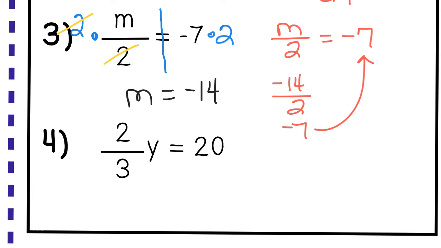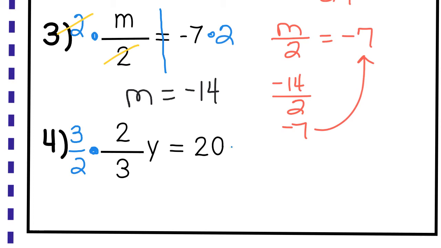Question number 4. 2/3 y equals 20. 2/3 times y is equal to 20. Now, I'm multiplying by a fraction. And in question number 2, when we were multiplying, we used division, but we divided by an integer. When we're dividing by a fraction, we need to remember that we don't divide by fractions, we multiply by the reciprocal. So to undo 2/3 y, we are actually going to multiply by the reciprocal of the fraction. So I'm just going to multiply by the flip of my fraction.